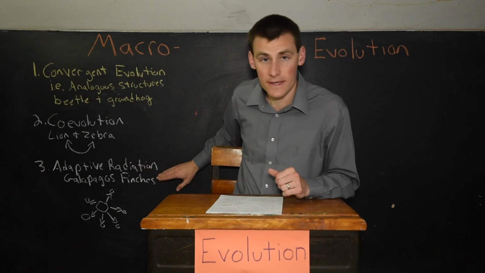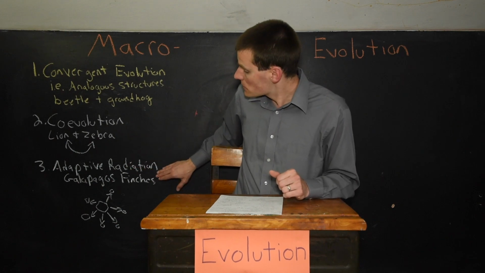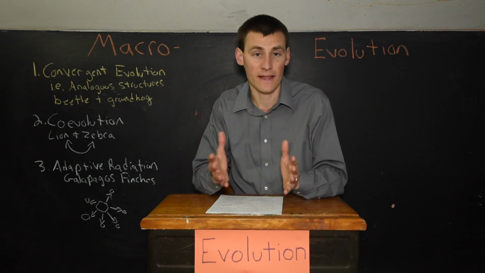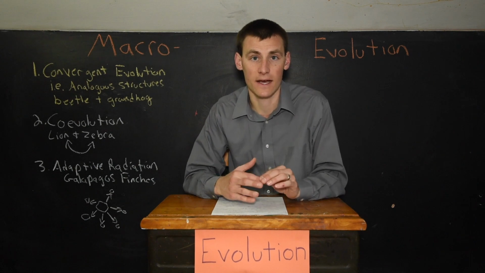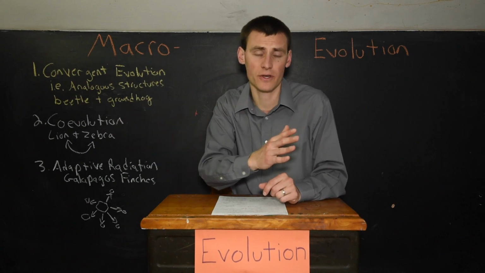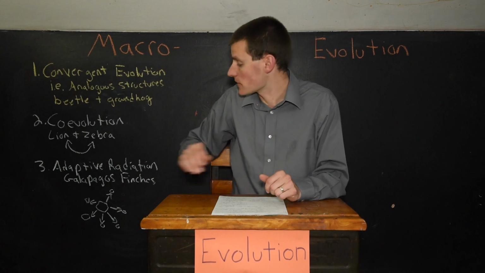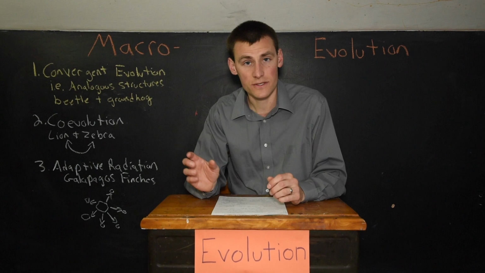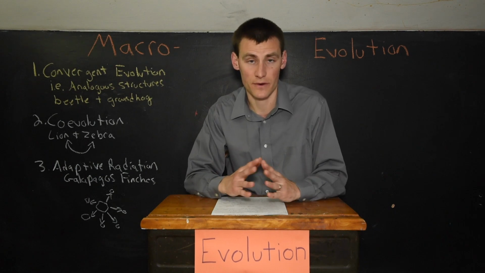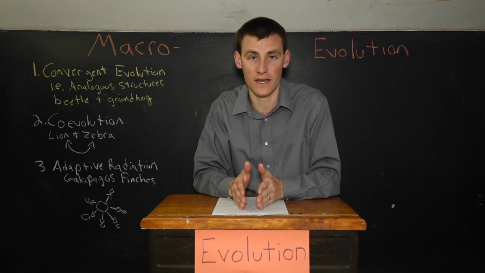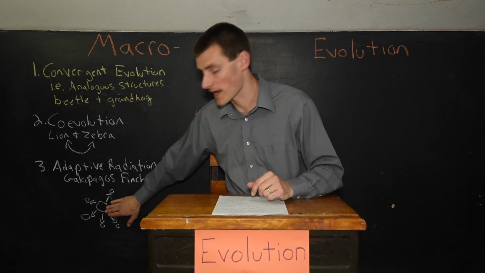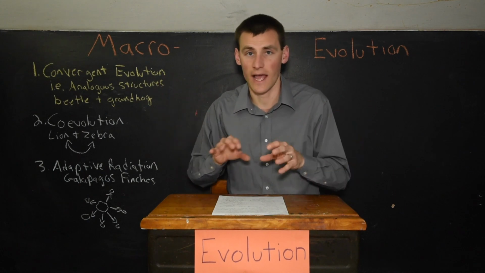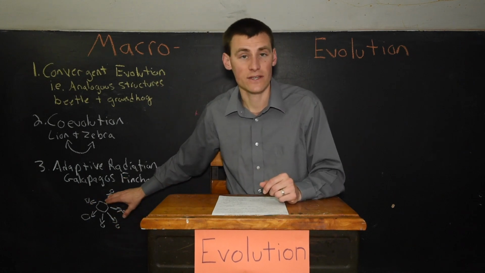So number 3 is adaptive radiation. This has to do with the Galapagos finches. Darwin is mainly known for visiting these islands off the west coast of South America. There's a bunch of islands that have very interesting species there. And the finches are these different types of birds. They're based off of one species that initially came to the main island. And then what happened was they started to spread out, going to different islands. And on these different islands, they had different food sources.